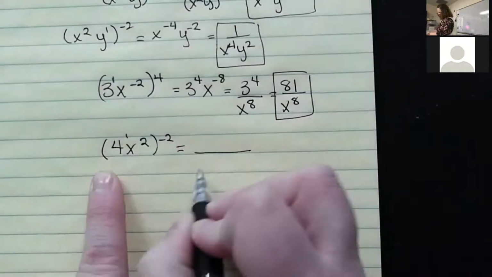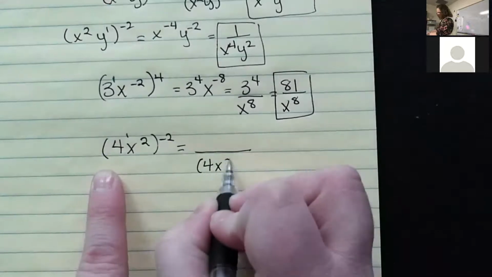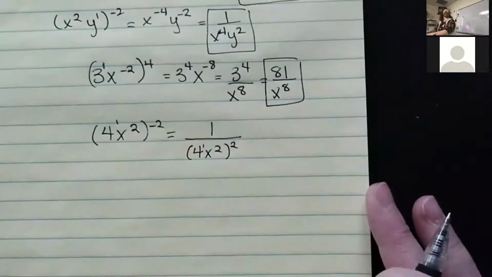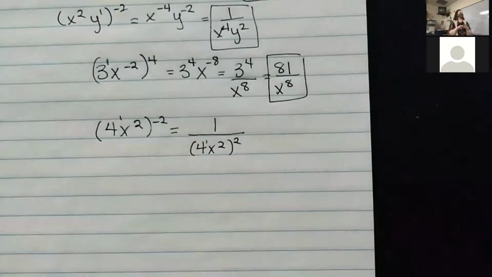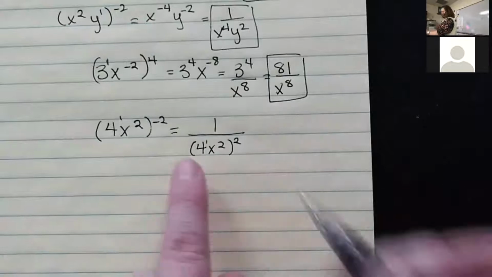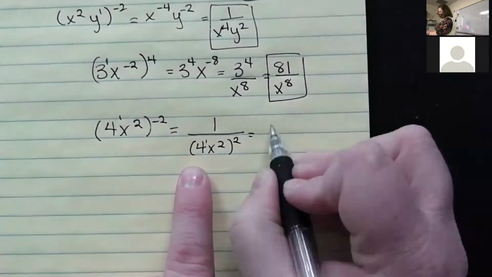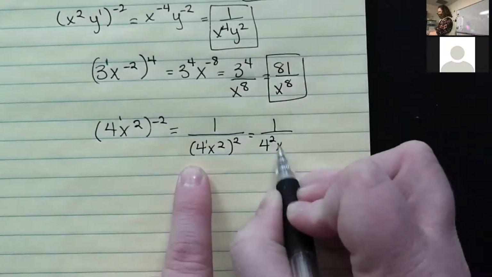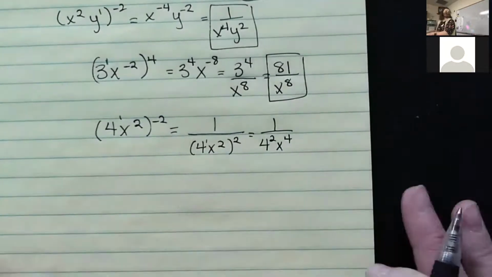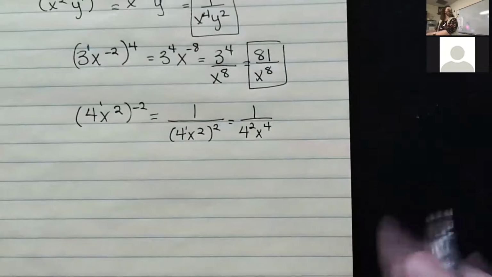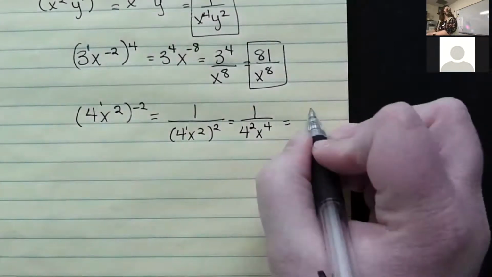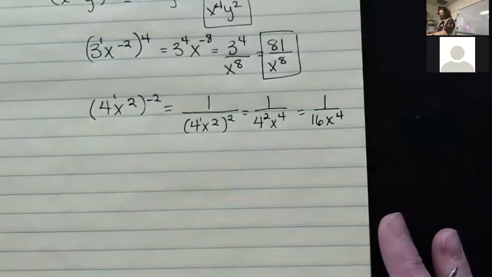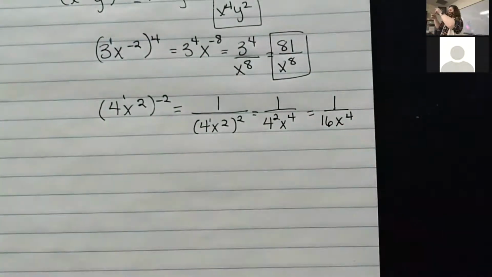So we're going to bring all that downstairs. Remember, the only thing that changes when you bring it downstairs is that negative sign on the exponent. Still have to work that out. So I have 4 to the 2, x to the 4th. Do I leave it there? No. What is 4 to the 2? 16.